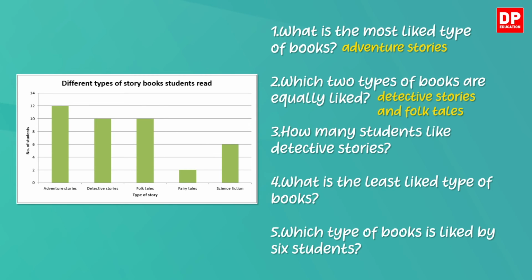Now the third one. How many students like detective stories? Yes, we just studied that. Detective stories are liked by 10 students. So the answer is 10. What is the least liked type of books? Yes, it is fairy tales. You can see only 2 students like fairy tales. So the answer to the fourth one is fairy tales.